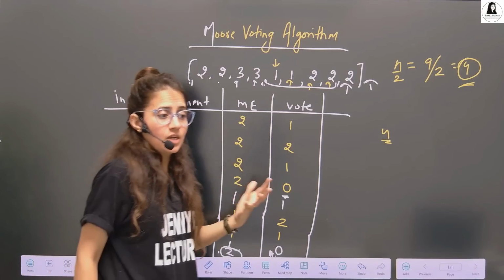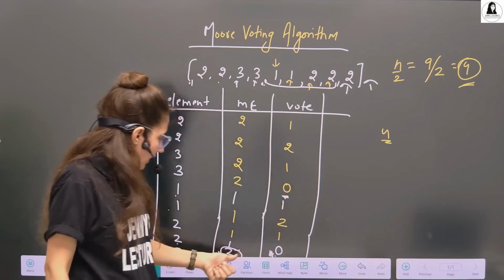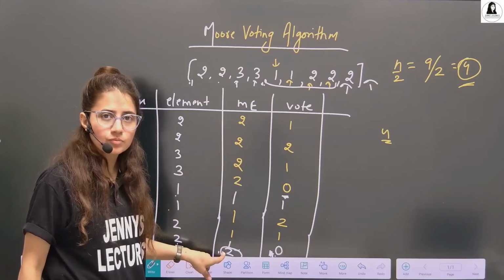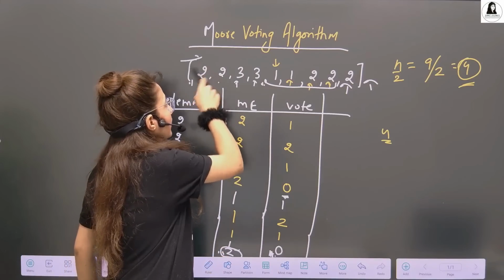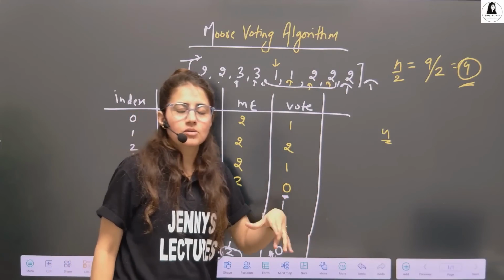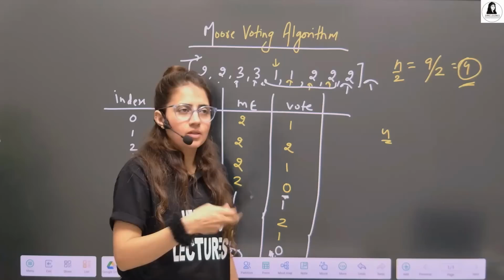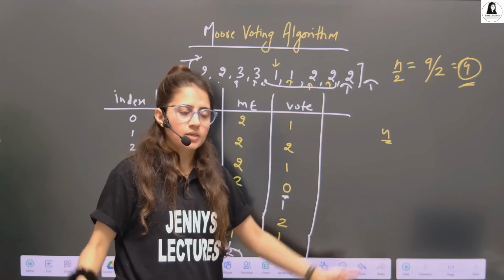But still, if there are chances that a majority element may not exist, what we can do is, at last, in the majority element we get 2. Now count the number of occurrences of 2 in this array and check if that count is greater than n by 2. Then the majority element is that. Otherwise, you can just return that the majority element doesn't exist.